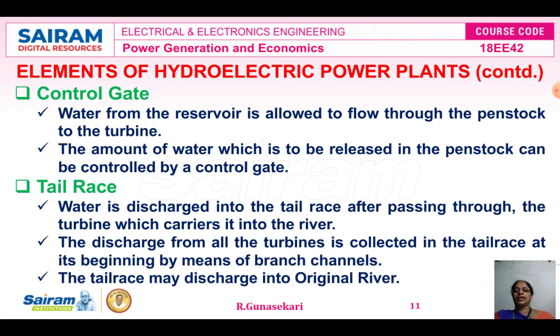The next, the tail race. The tail race is the tail water head level. Water is discharged into the tail race after passing through the turbine, which carries it into the river. The discharge from all the water turbines is collected in the tail race at its beginning by means of branch channels only. The tail race may discharge into the original river.